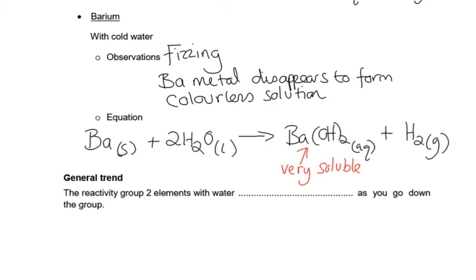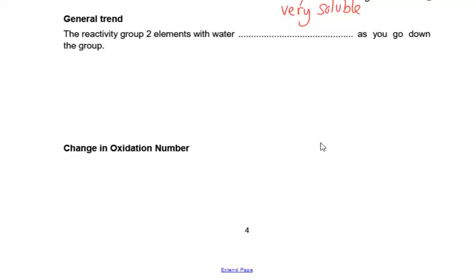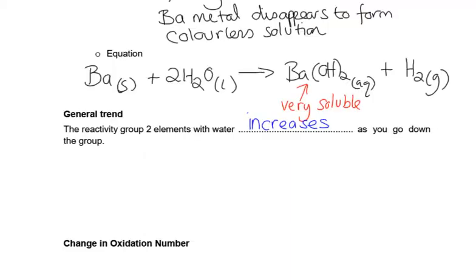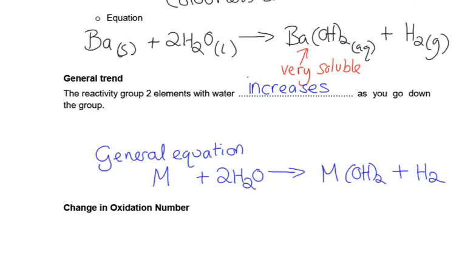So as you can see, as we've discussed each one, as you come down the group, the reactivity increases with water. The equation with cold water that we've written is the same for all of them. The metal, where I've written M there, just for a metal in group 2, reacts with water to give your metal hydroxides plus hydrogen.